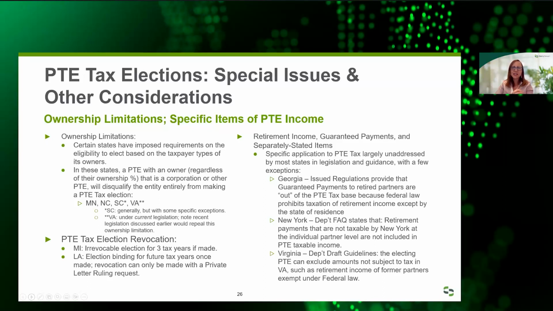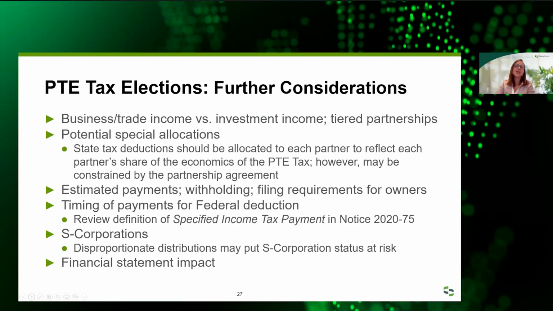Have they addressed guaranteed payments, separately stated items? You have to look at each of the states, and once you're eligible for the election, you make the election, what's the actual income that can be included in the election? So there are many issues related to that. Investment income, tiered partnerships, we talked a little bit about in that question.